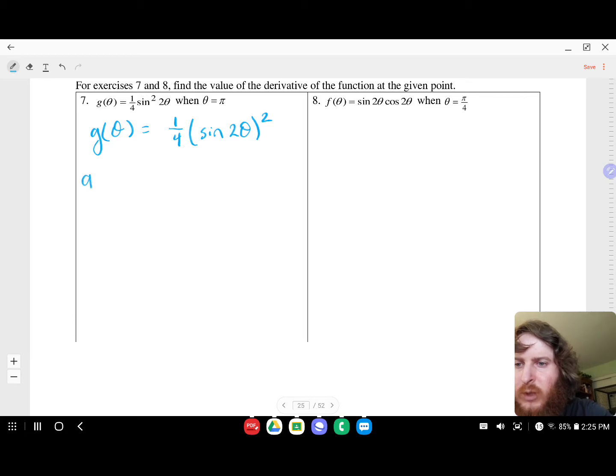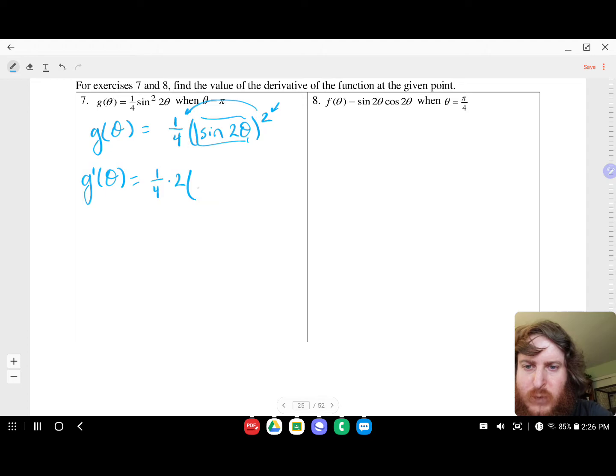So we said we're always going to work with the outside and then move in. Now, a 1/4 is a coefficient, so it just kind of stays, 1/4 times, right? So the outside here is the 2. So it's kind of like having a box squared. So we're going to bring the 2 down, 1/4 times 2 times our box to the first power, right? We're going to drop the first power, but I'll write it here just to kind of show. Now times the derivative of the box.